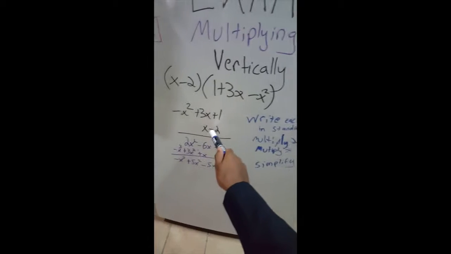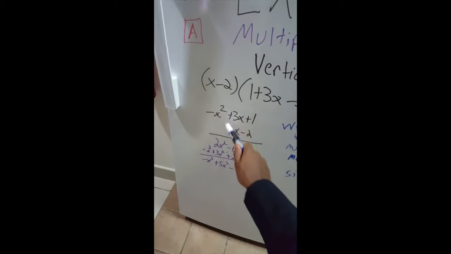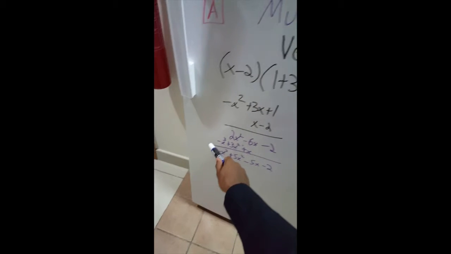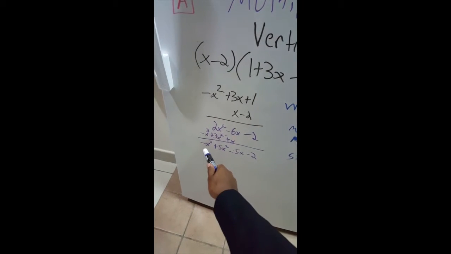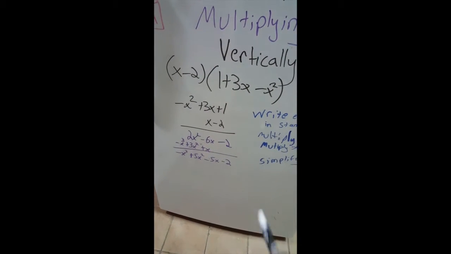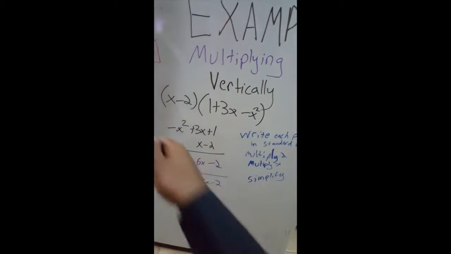Then we multiply x with each one, which gives us negative x cubed plus 3x squared plus x, and then we simplify this, which gives us negative x cubed plus 5x squared minus 5x minus 2, which is our final answer for this problem.